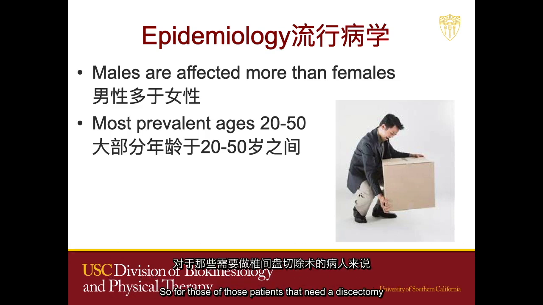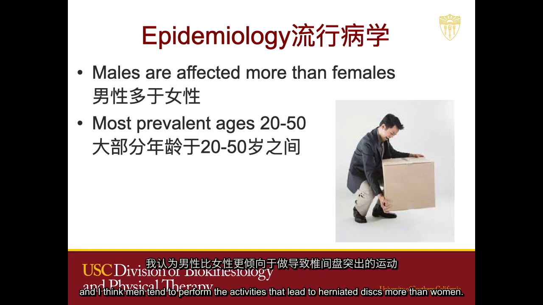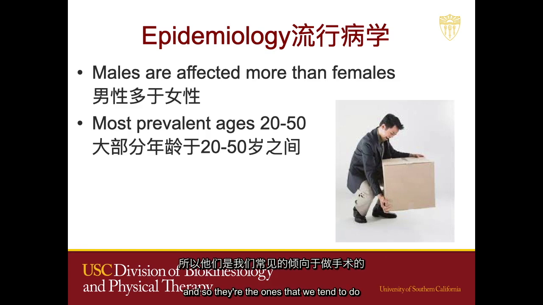So for those patients that need a discectomy, meaning that they're removing parts of the disc, they're going to be the younger people with the herniated discs. So they're going to be between 20 and 50 years old. And I think men tend to perform the activities that lead to herniated discs more than women. And so they're the ones that we tend to do surgery on more frequently.